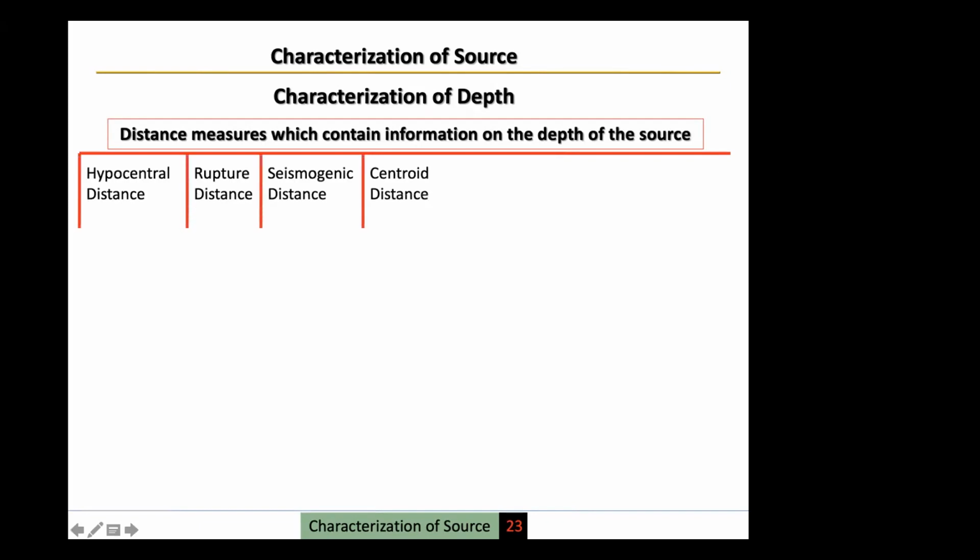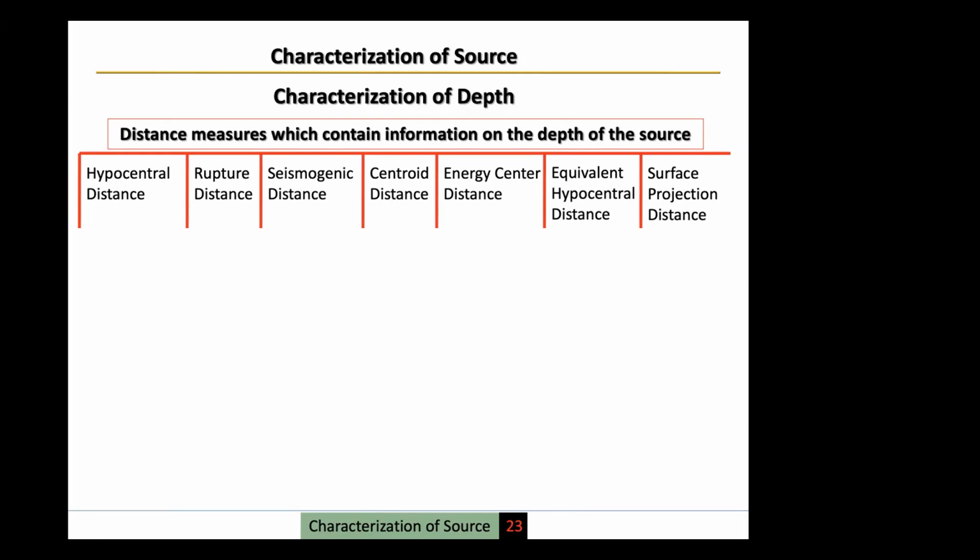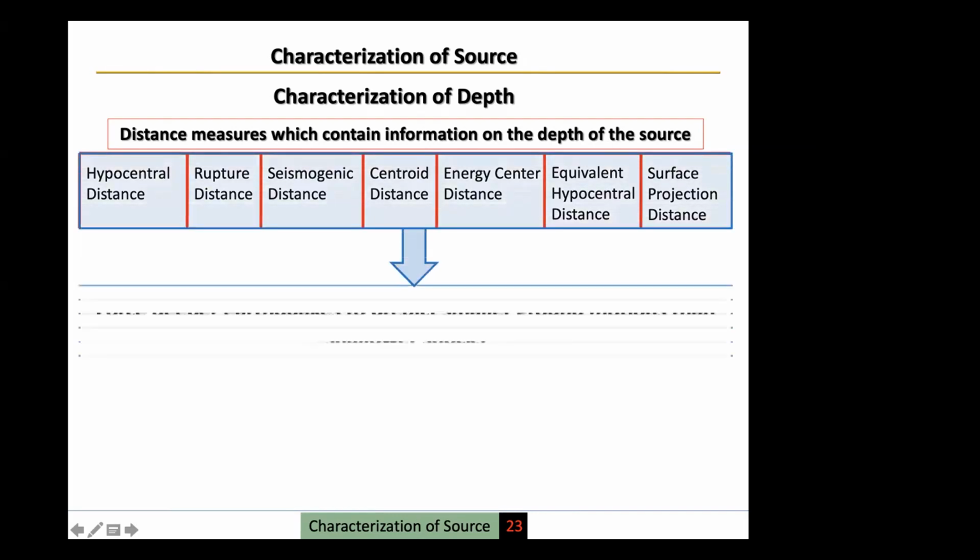So these are a list of different types of earthquake station distance measures. We have hypocentral distance, rupture distance, seismogenic distance, centroid distance, energy center distance, equivalent hypocentral distance, source projection distance. So there are many different types of distance, and some of them are also considering the depth of the earthquake.